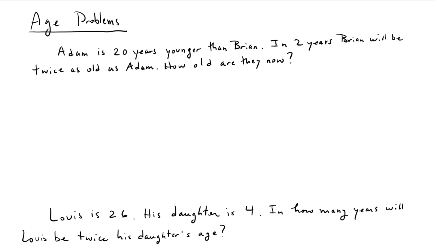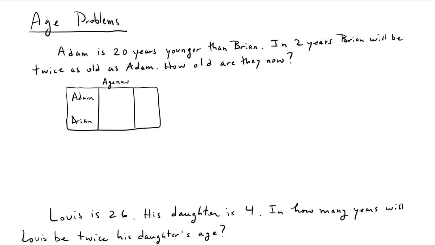In these problems, you're usually given some information about people right now and in the future and in the past. In order to understand clearly what we're dealing with, we're going to summarize the information using a little box. We put the people's names here, Adam and Brian. The first column is what's going on right now. The third column is what's going on in the future or in the past. Here it's in 2 years, so it's in the future. I'll just put a +2 here.